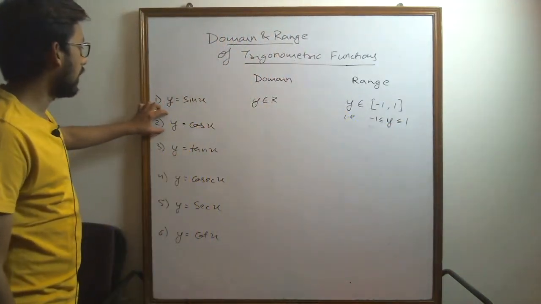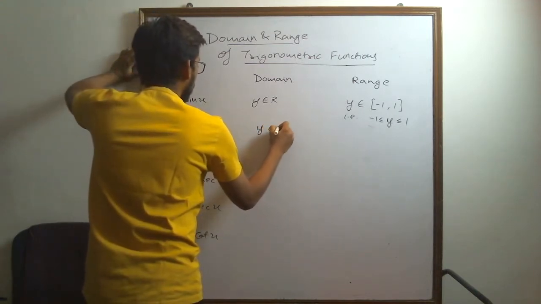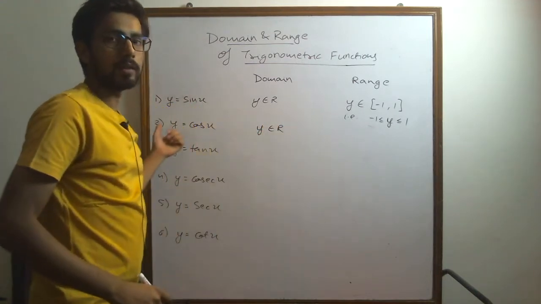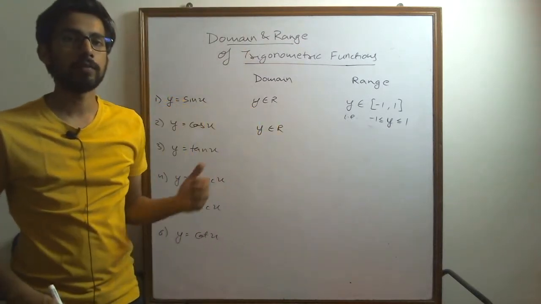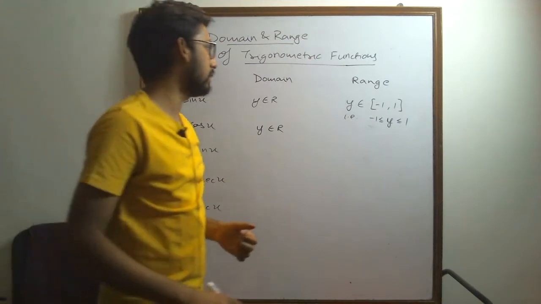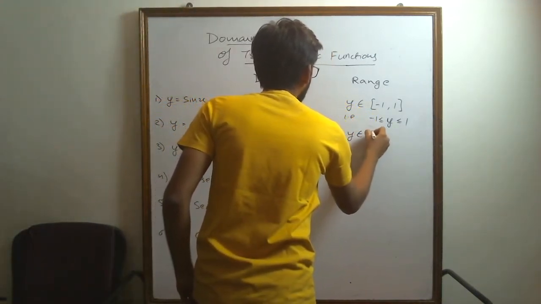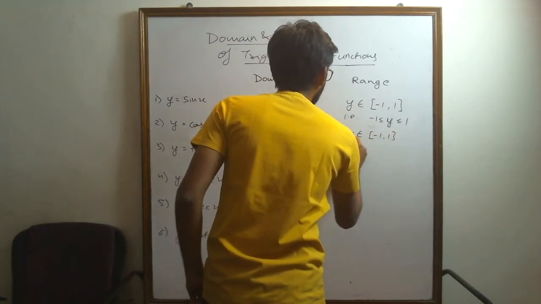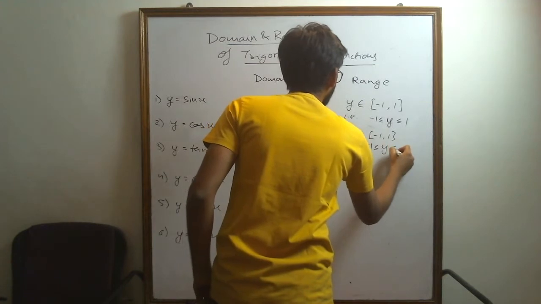Then second, y is equal to cos x. The domain of this function is also the set of all real numbers, as this function is defined for all angles positive and negative from minus infinity to plus infinity. The range of this function is also closed interval -1 to 1, that is y is greater than or equal to -1 and less than or equal to 1.